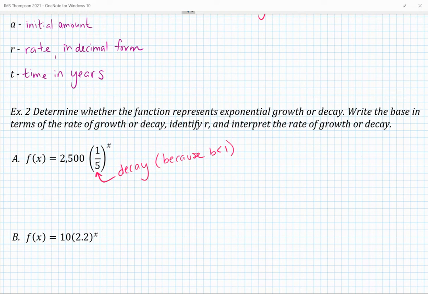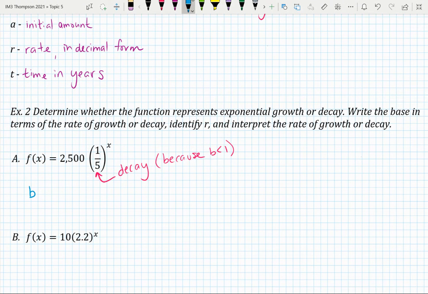The next part is to write the base, b, in terms of growth or decay. We just said that this was decay, so it's going to be 1 minus r. So I get to make a choice. If it's growth, I'm going to use 1 plus r. If it's decay, I'm going to use 1 minus r.